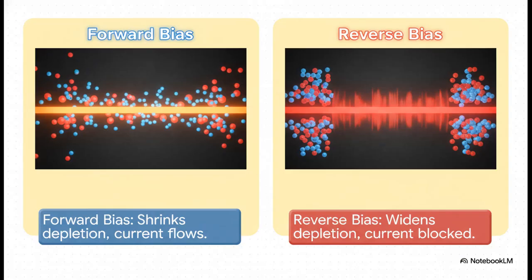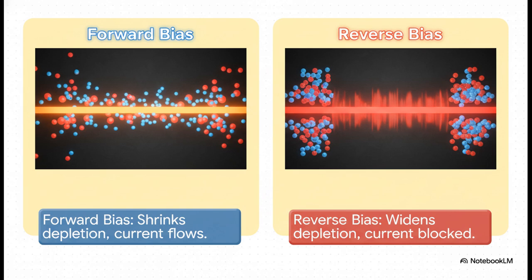So the crucial point is, it's all about direction. In what we call forward bias, we connect the positive terminal to the p side and the negative to the n side. This actively pushes carriers toward the junction, shrinking that depletion barrier down until it practically vanishes, throwing the gates wide open for current to flow freely.